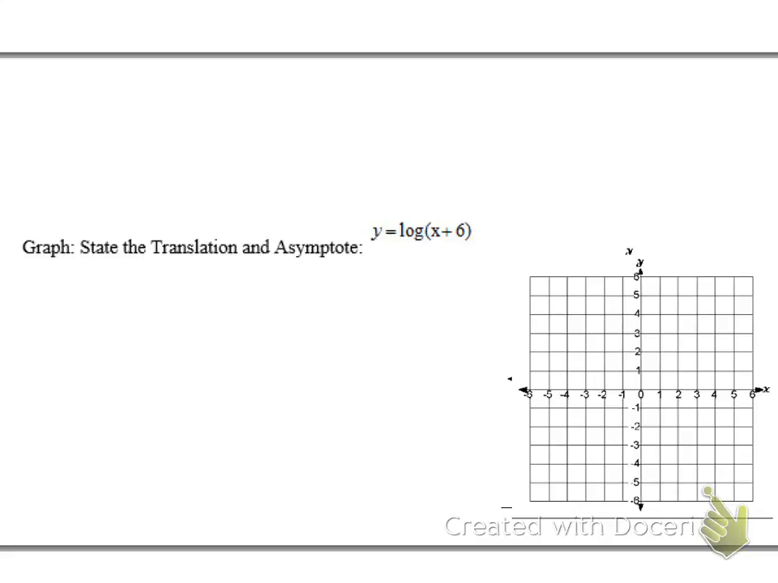Okay, state the translation and asymptote. So this, remember, inside means left or right. It's opposite of what you think, so we're going left 6. If it was on the outside, it would be up or down. In the front would be stretch and compress. So if it's bigger than 1, it would stretch. If it's smaller than 1, it would compress. If it was negative, it would reflect over your x-axis. Okay, but right now we're just going to go left 6.